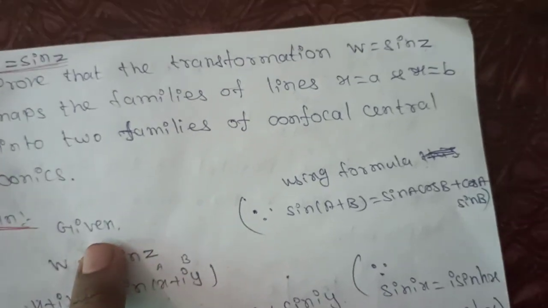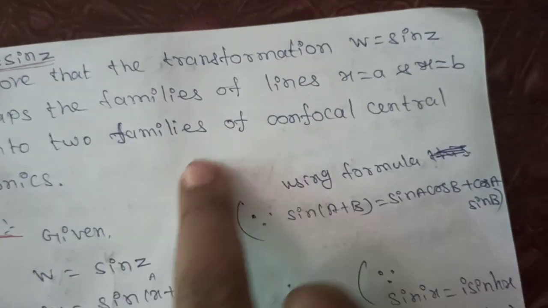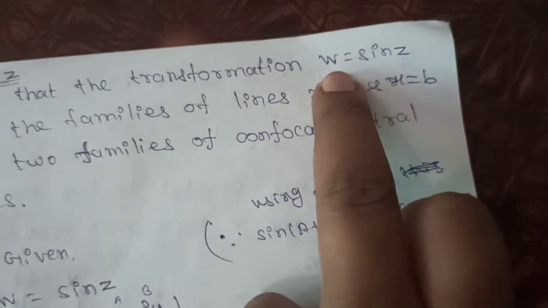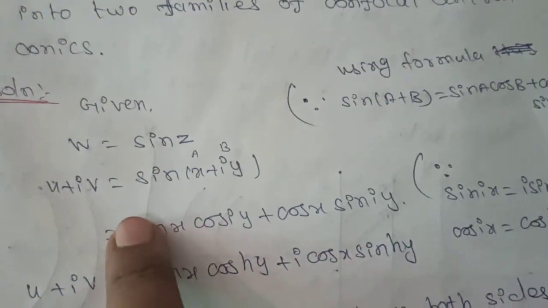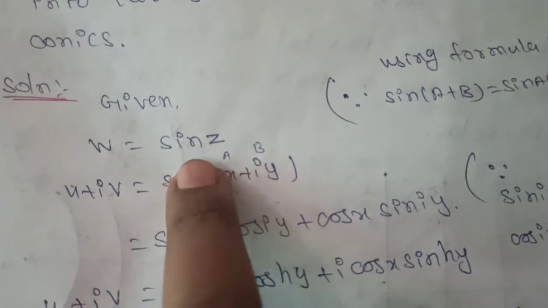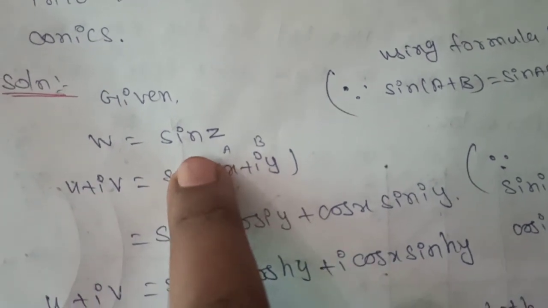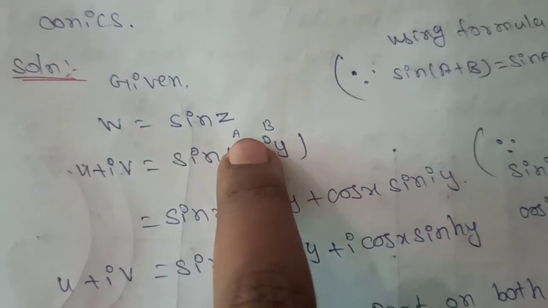First take the given transformation. What is the given transformation? W is equal to sin Z. Next, substitute the complex values of W and Z.